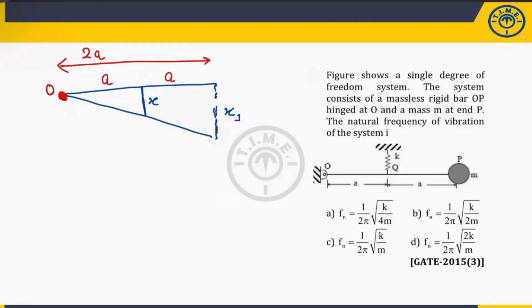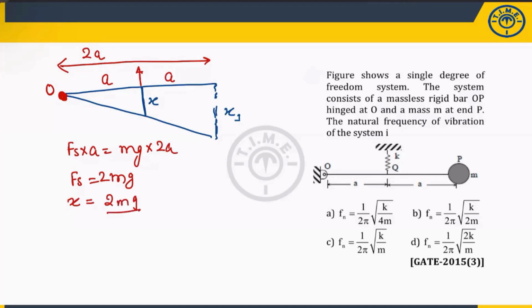What will be the displacement? Let us suppose this is the spring force. If you give the initial displacement in the downward direction, the spring will elongate, so the spring force will act in the upward direction. So the spring force into a equals mg into 2a. Yes, not an issue. So I got the spring force is nothing but 2mg, and the spring force you know is kx. So this x value is nothing but 2mg divided by k.